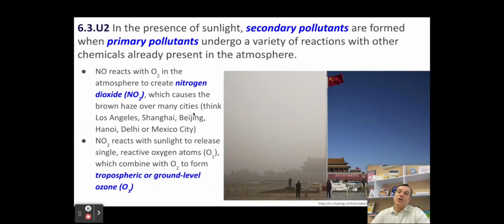Your primary pollutants, the sulfur dioxide and the oxides of nitrogen, are not themselves what causes the smog. What causes the smog is when those primary pollutants undergo chemical reactions in the atmosphere, which then produces ozone in the troposphere. That's ground level ozone, and that ground level ozone is the main component of photochemical smog.